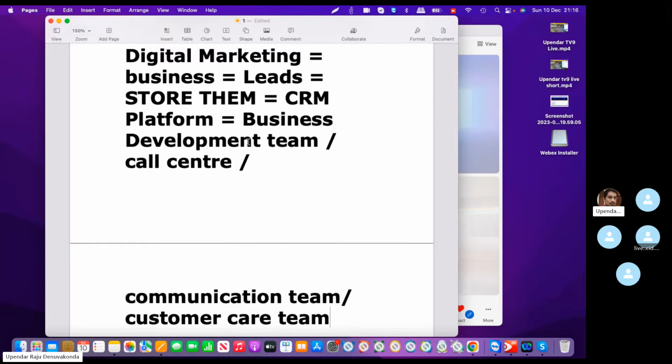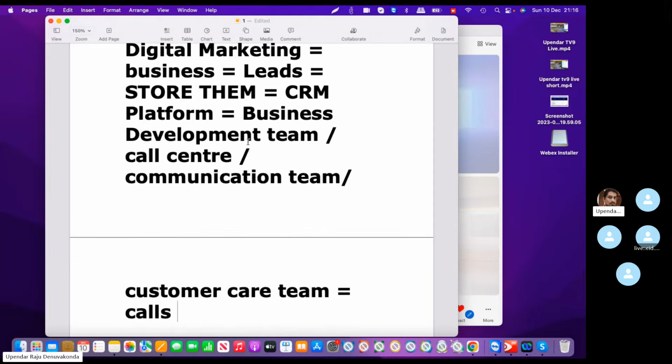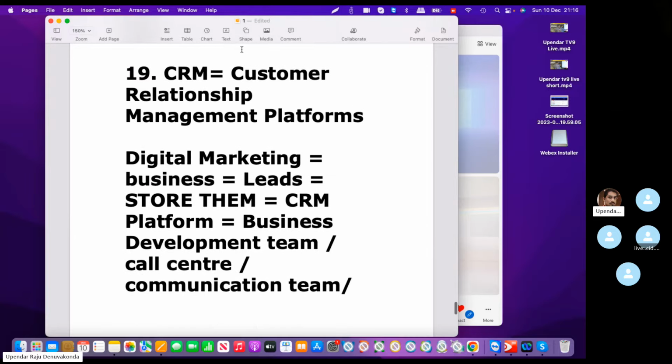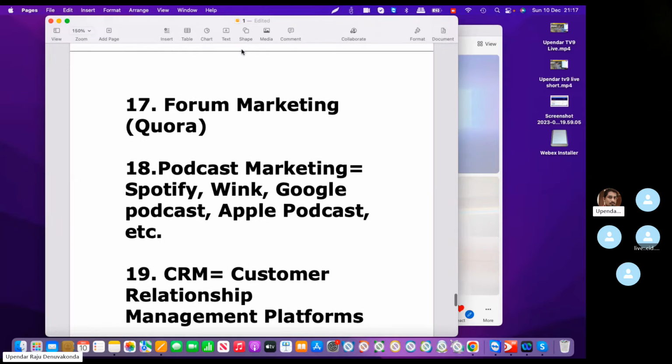Once they receive the leads from the CRM platform, they would start making calls. From the calls, they will do the conversions. From the conversions, you can expect the revenue and the profits. There are various CRM platforms like Zoho, HubSpot, and others. So you would learn about these CRM tools also, where you are integrating all the lead generation into your CRM platform, storing all the leads, and giving these leads to your business development team, and they will start calling them to get more customers. So you must be aware of CRM as a part of digital marketing, and you would be learning this too.